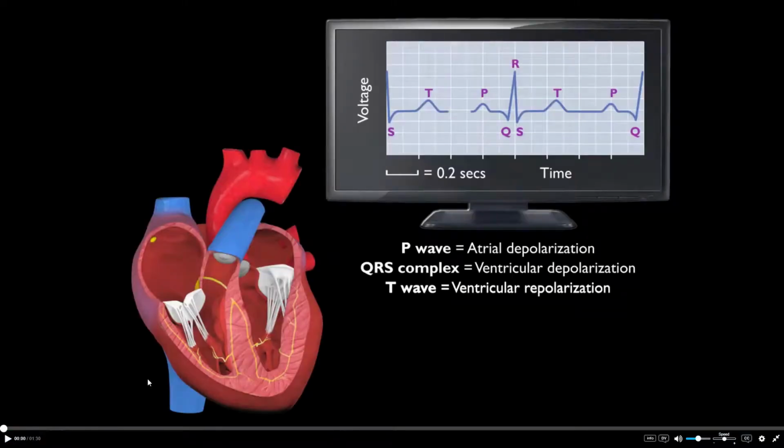Okay, so please make sure for the first part of this week's quiz information that you know the P wave is for atrial depolarization, the QRS complex is ventricular depolarization, and the T wave is ventricular repolarization. Then you also have some additional terms at the top before we get into the cardiac physiology.